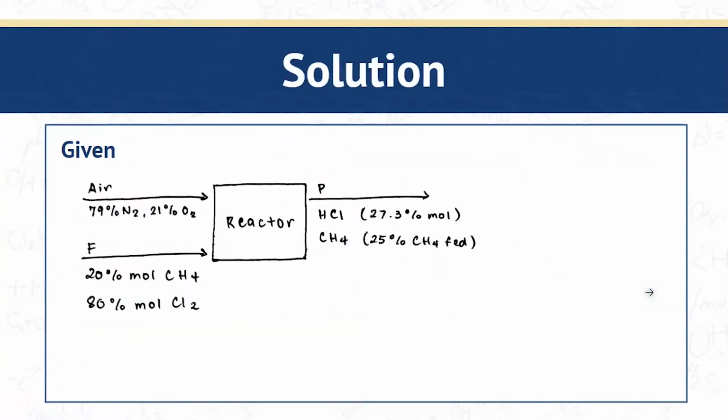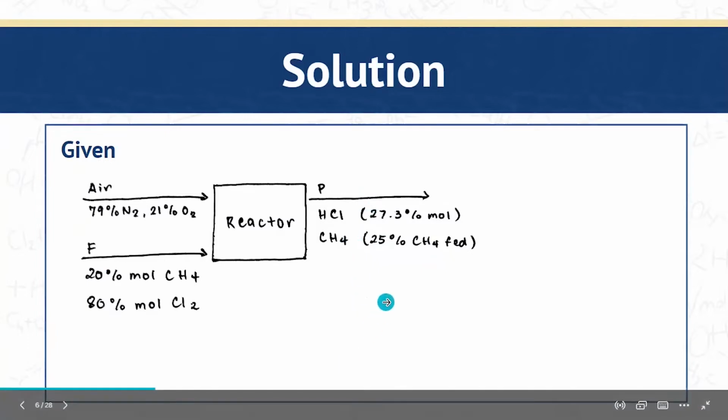So going back to the problem, for the solution, in the given, I already drew the process flow diagram. Again, the problem states that the feed has 20% mole methane and 80% mole chlorine gas entering a reactor. And then the product stream has 27.3% mole of hydrochloric acid. It was also said that methane did not react completely. 25% of the methane fed was unreacted, meaning it will exit through the product stream. So we have methane in the product stream, which is 25% of the methane fed. And then we'll have other components in the product stream, which I have not written yet for now.